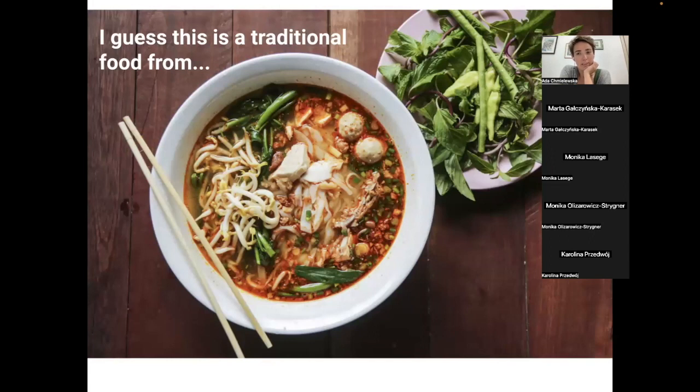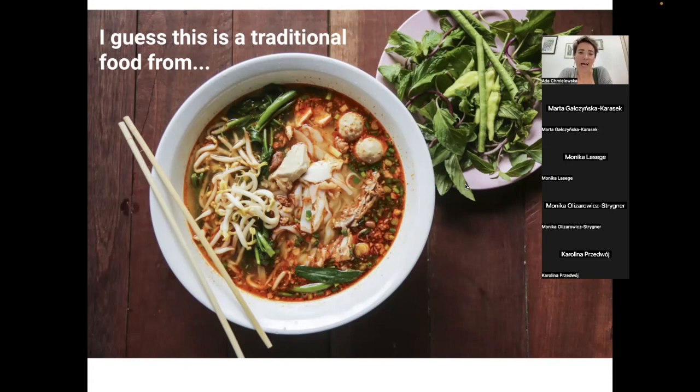Maybe if you don't have any idea about the country, you can just say about the region. Some Asian country. Of course, yes. I don't know exactly. Yeah, but this is a kind of soup made of many different ingredients, and it looks quite complicated and delicious.